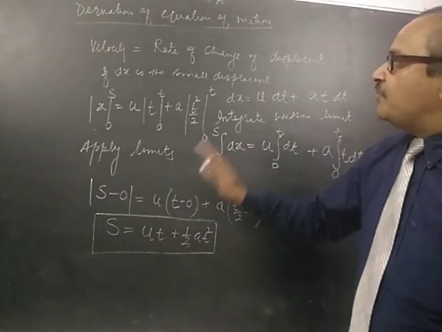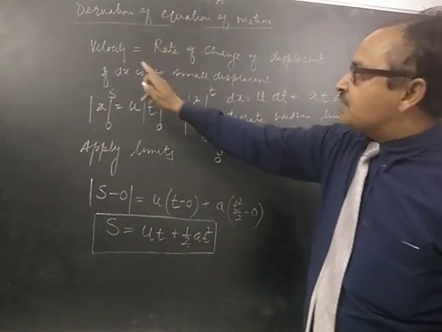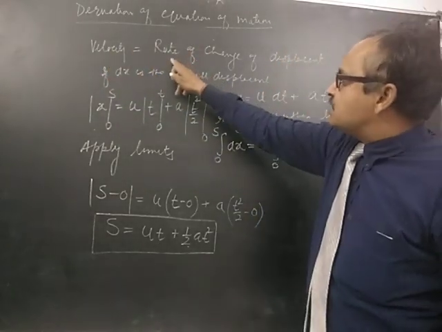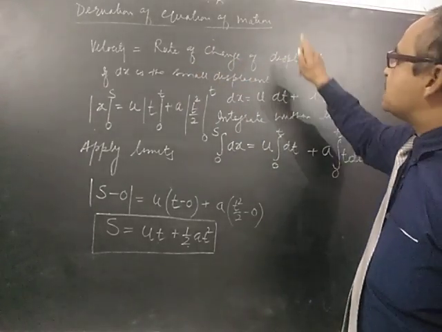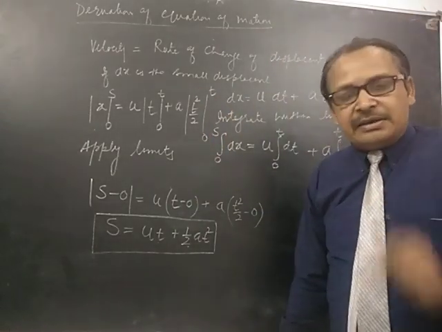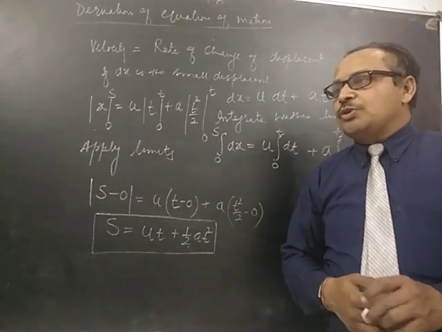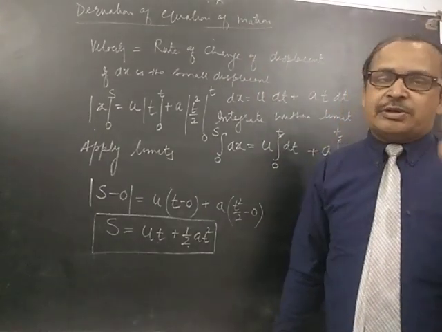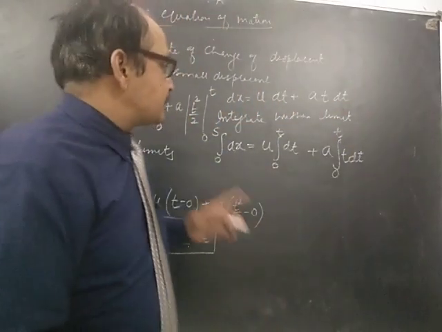So my dear friends, in order to derive the second equation of motion, we started with the concept of velocity. Velocity is the rate of change of displacement. That means v is equal to dx by dt, and the rest is mathematical. If you have any doubt, just rewind it, and still if you have any doubt, you can ask me. Is it clear? Hope this is clear now.